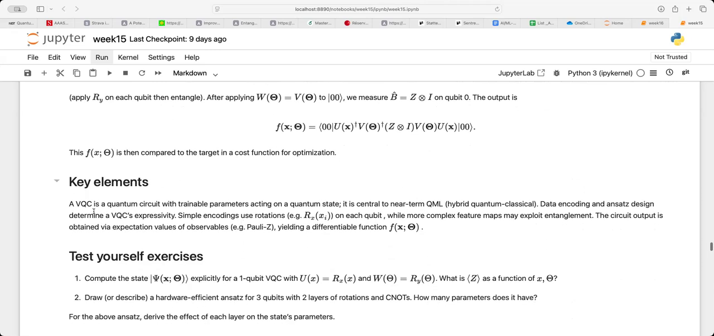This is normally called a variational quantum circuit. It's a quantum circuit with trainable parameters acting on a quantum state. And it is central to basically all these kinds of near-term methods.